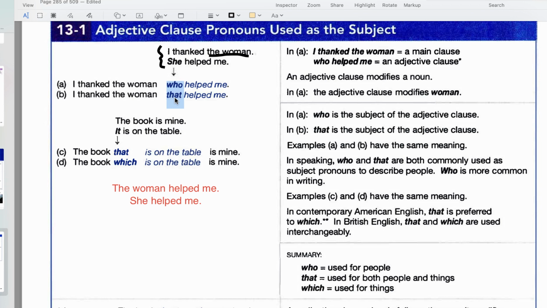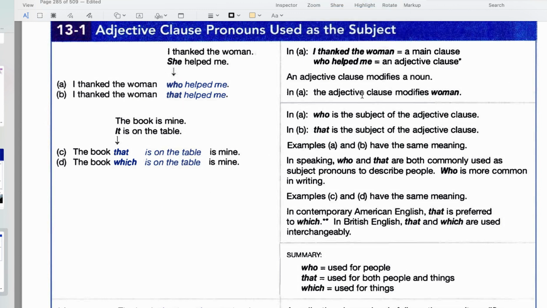Even though it has a subject and verb, it is a clause, it cannot stand by itself. In other words, I can't come up to you and say, hello, that helped me. You would say, who helped you? So adjective clauses, even though they have subjects and verbs, they cannot stand alone without the main clause that you see here. Okay, let's do another example.